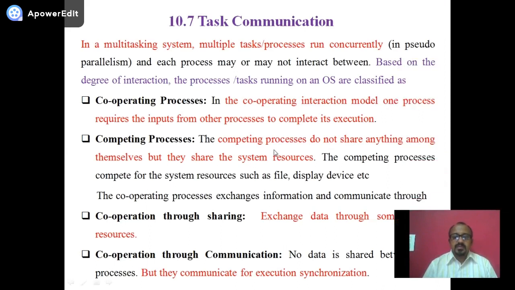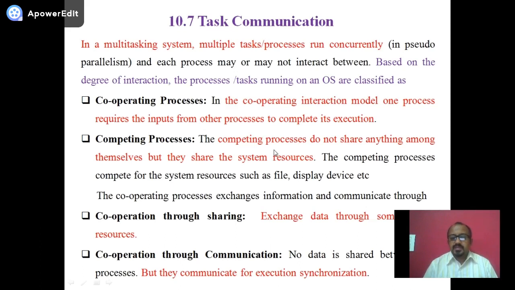So what is task communication? In multitasking systems, the processes run concurrently, as you know. In a previous slide, I explained about this. Multiple tasks run on the CPU and have to interact among themselves to exchange data.